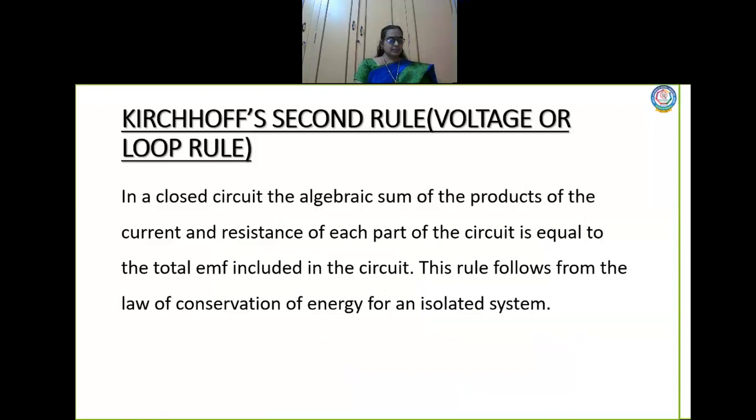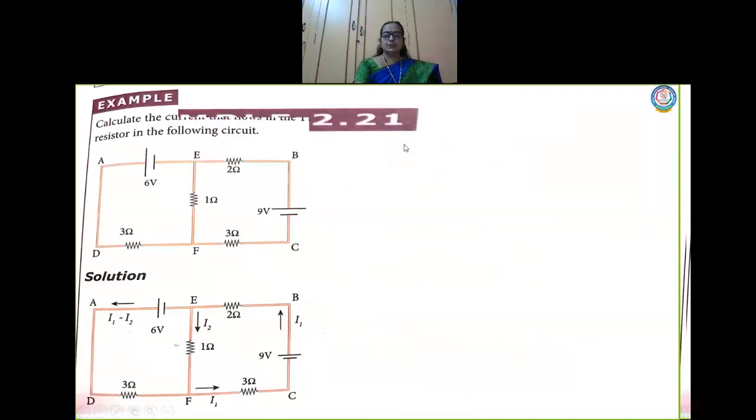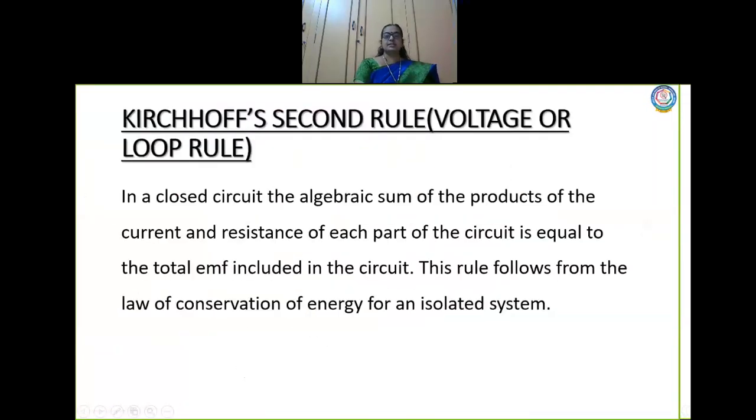Now, with this we are moving on to the second law. The second law is called Kirchhoff's voltage or loop rule. So let us read what the second rule is about. In a closed circuit, the algebraic sum of the product of current and resistance of each part of the circuit is equal to the total EMF included in the circuit.